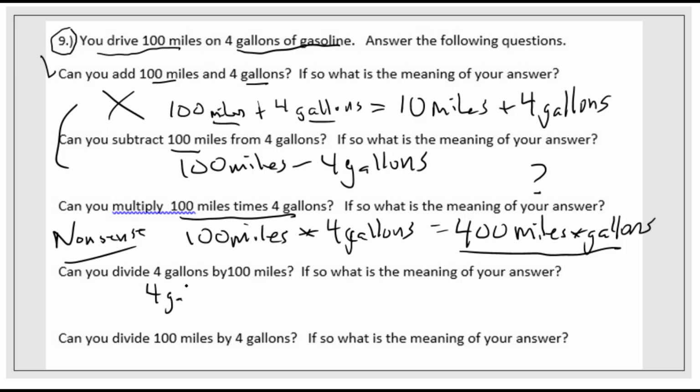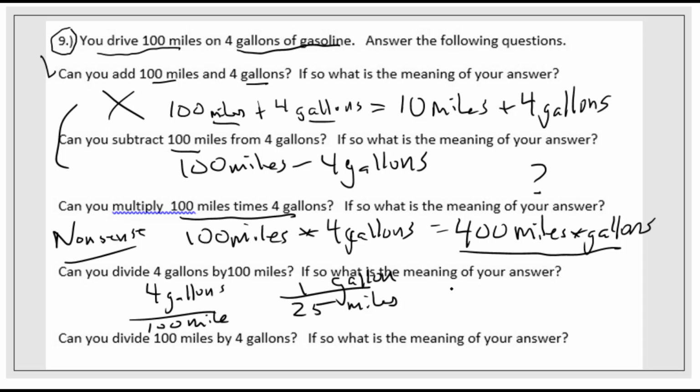So can we divide 4 gallons by 100 miles? 4 gallons divided by 100 miles. And this is just a fraction I can reduce to 1 over 25, right? So 1 gallon, 25 miles. Does that make any sense? Sure. It means it takes 1 gallon to go 25 miles. You can look at it that way.